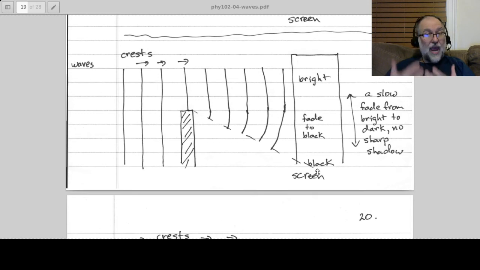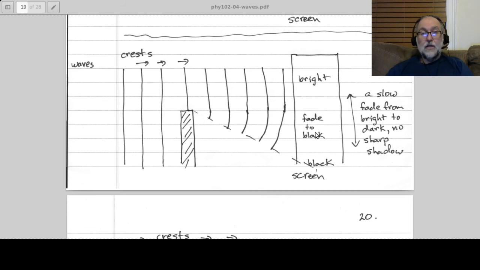In other words, the waves, when they get to a barrier, they'll actually diffract around the barrier. That's this bending that you see there. And the diffracting causes the shadow to be smeared out. It's not a sharp shadow. It is a smeared out shadow. Okay, the edges of the shadow are smeared out. Okay, so you don't get sharp shadow edges.